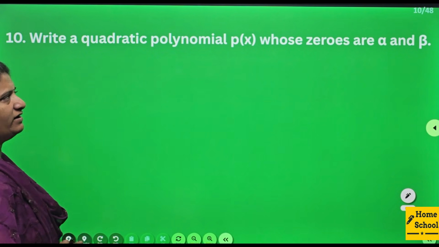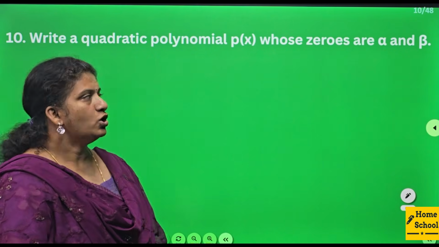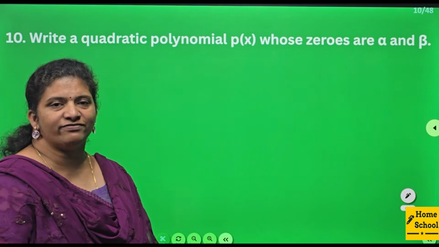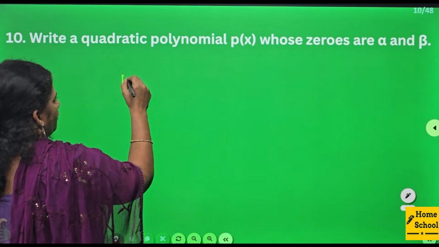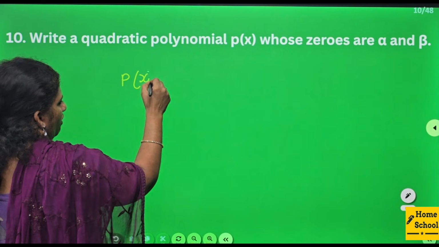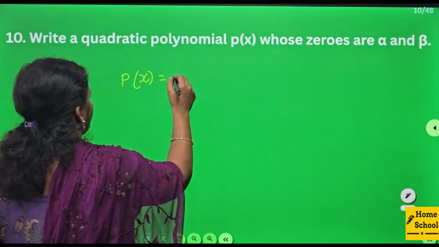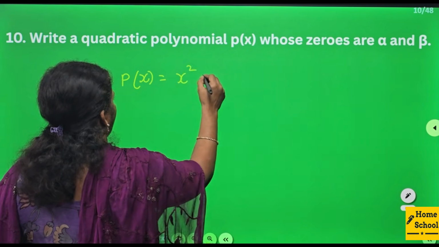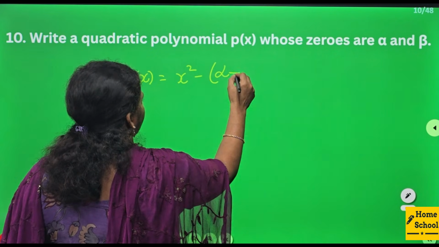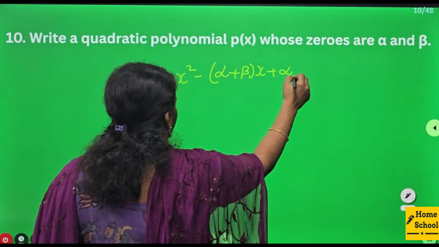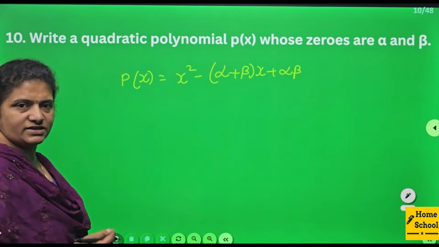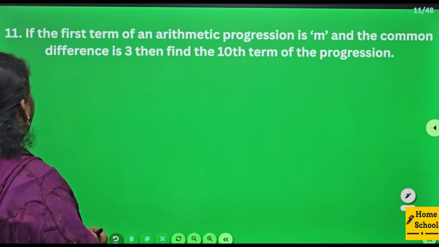10th one, write a quadratic polynomial p of x whose zeros are alpha and beta. Write the quadratic polynomial. We know the formula. That is p of x is equal to x square minus sum of zeros into x plus product of zeros. This is the formula. Next one.